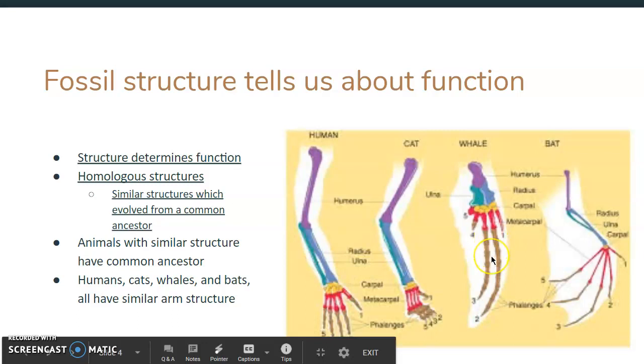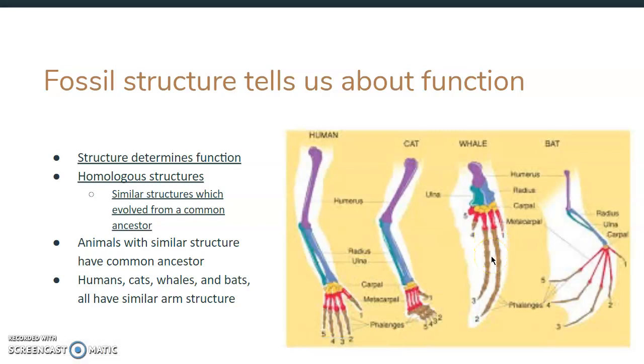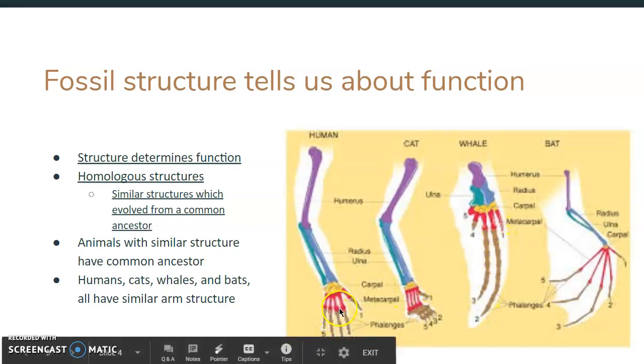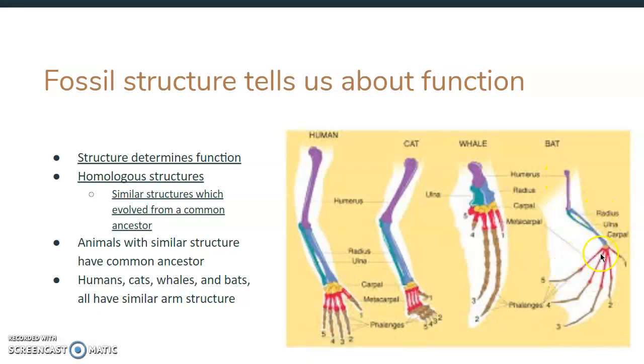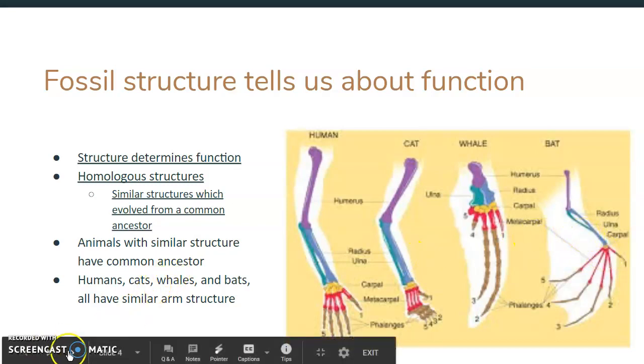Whales with their big, long flippers, I don't know the technical term, I guess, have developed longer fingers than maybe us humans, and a bat with a large wing definitely has longer fingers than us and smaller wrists, but they all look the same and have a similar structure.